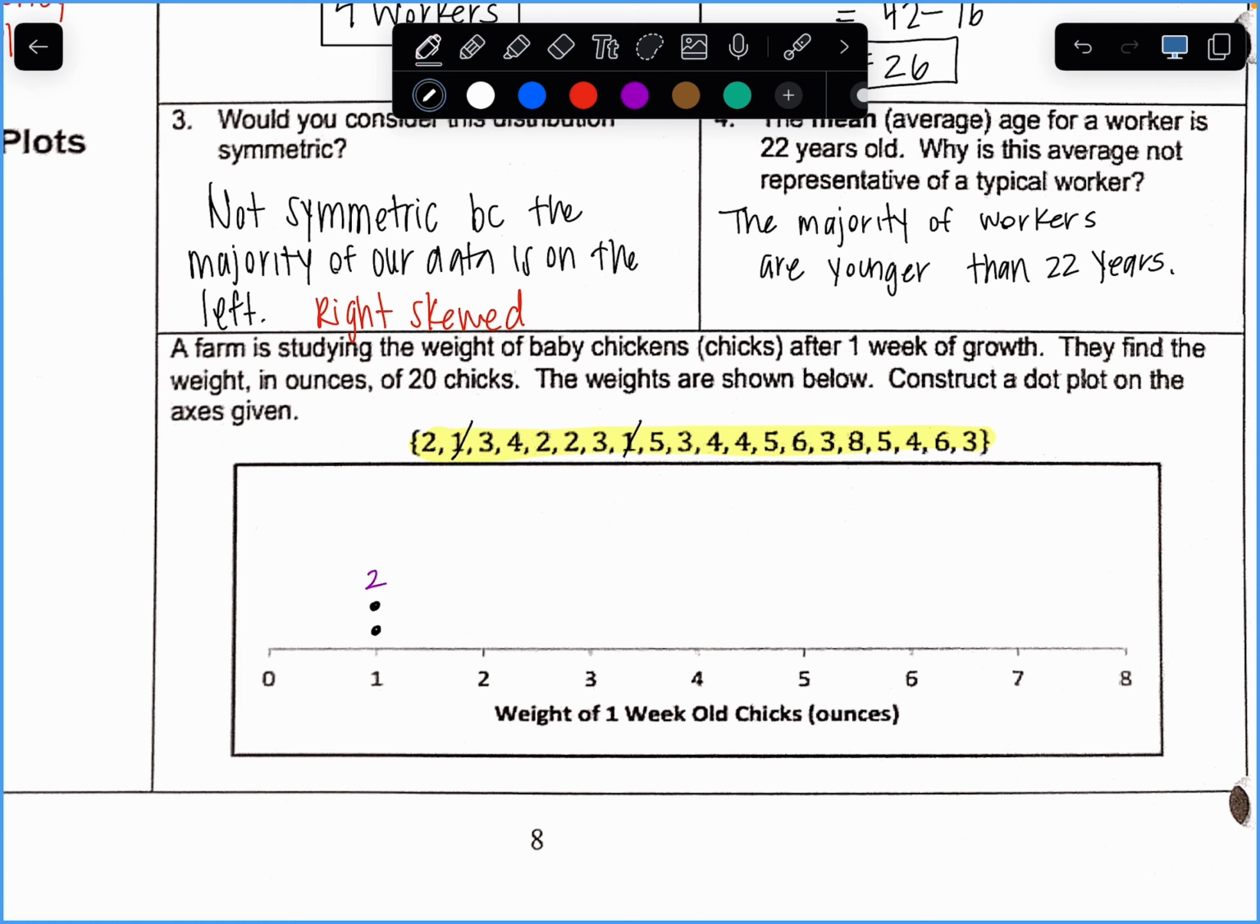What about 2 ounces? How many? 3. 1, 2, 3. And keep going. Is this discrete or is this continuous data? Actually, discrete, right? Because they most likely rounded. They're like, okay, let's round to the nearest whole number, which is okay.